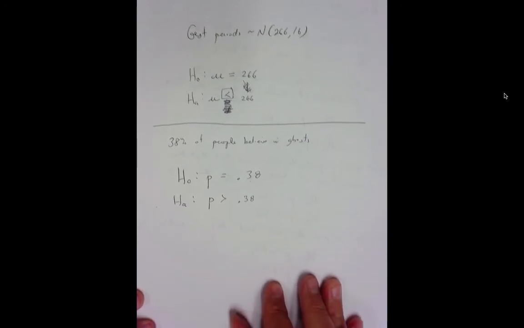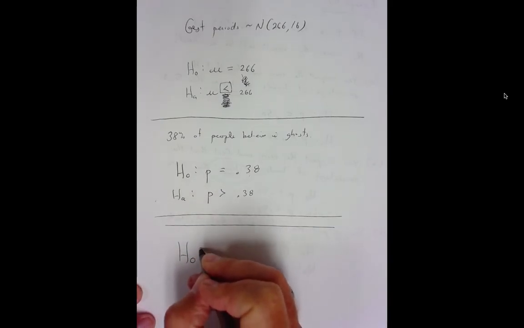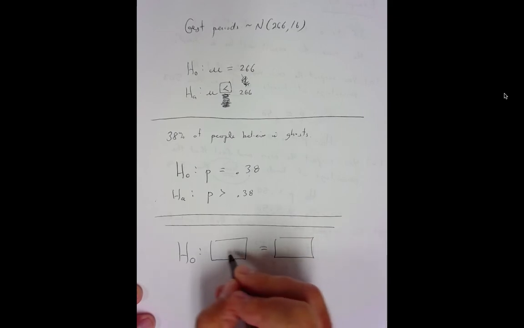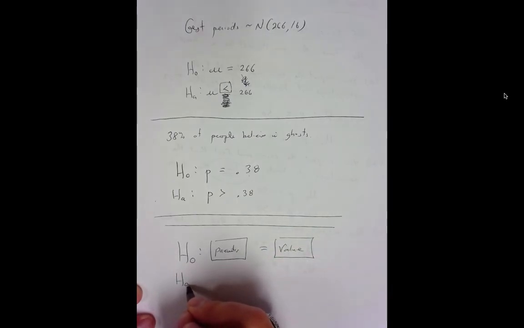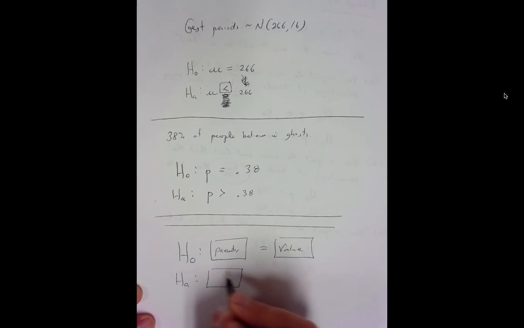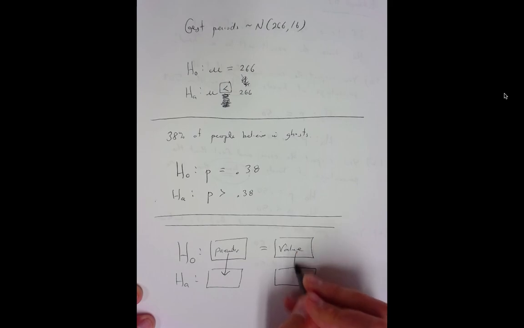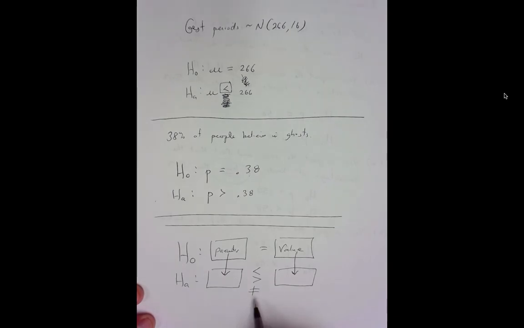So gang, at the end of the day, remember that your null hypothesis will always be a parameter equal to a value. The alternative hypothesis will always be the same letter. It will always be the same number, but it will have a competing inequality that represents what you would like to test.